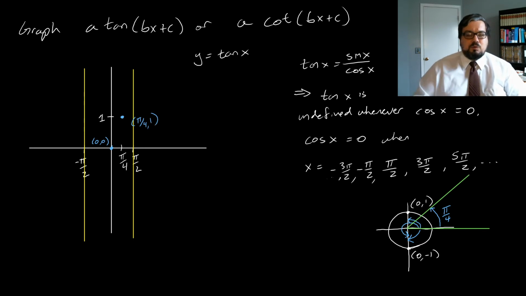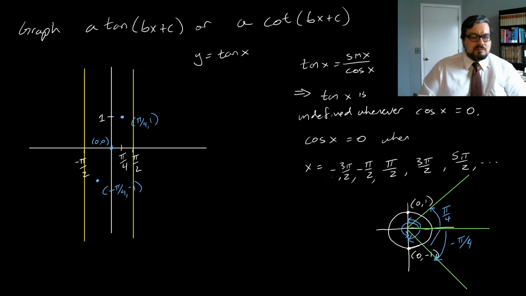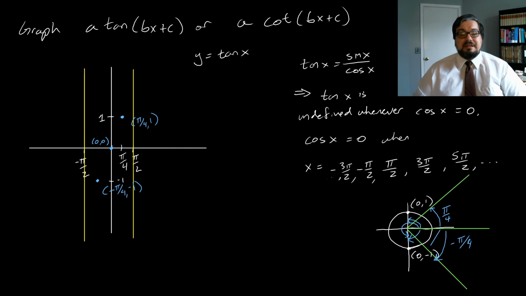And similarly, if we go halfway to vertical in the other direction, then that angle has measure negative pi over 4, and that line has slope -1. Therefore, there's another point that we can label, (negative pi over 4, -1). So labeling these 3 points helps to graph out the graph of tangent.